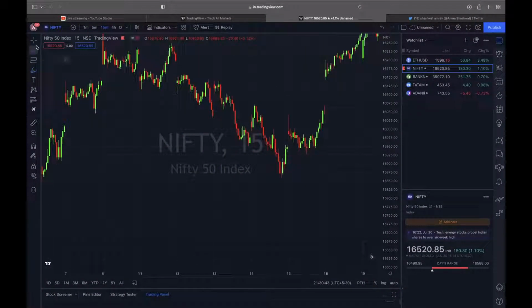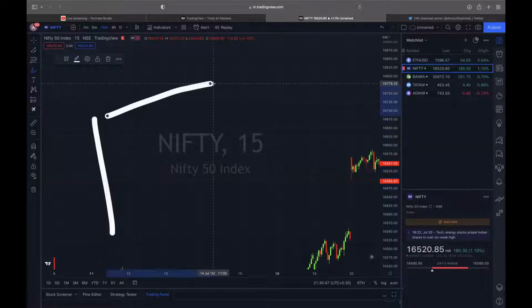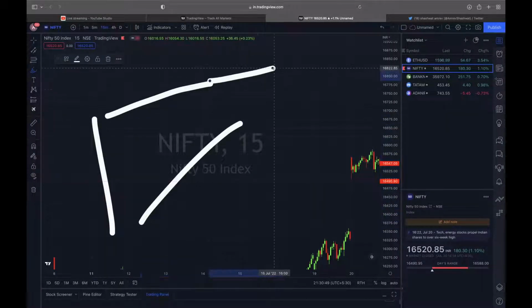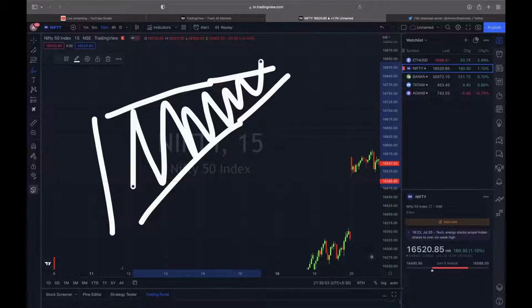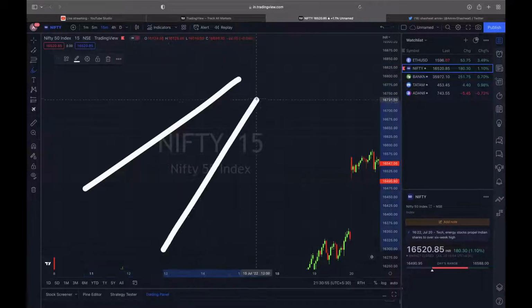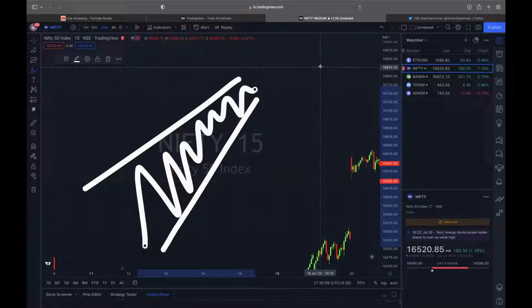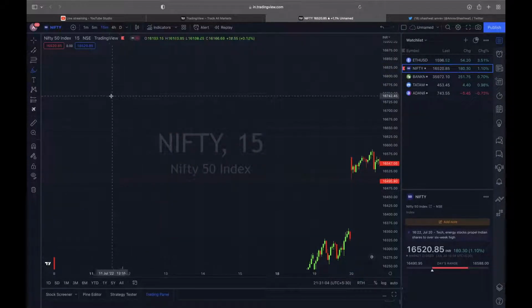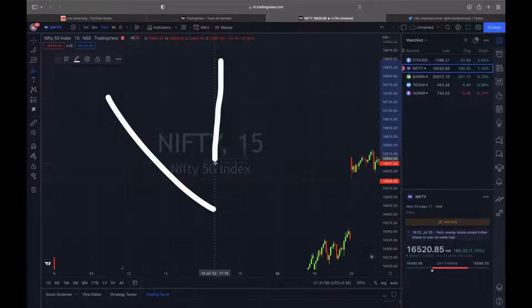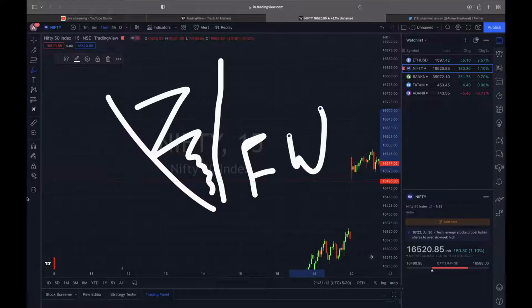Tightened in the sense, see, it opens broad, goes up, gets tightened, narrow. So this is a rising wedge. Rising wedge. What is a falling wedge? It opens broad, goes like this. What is this? A falling wedge.